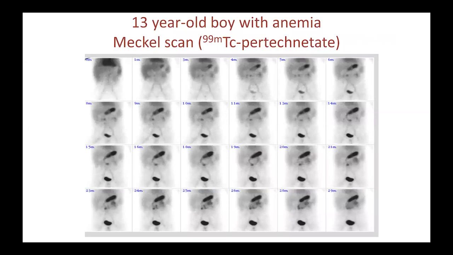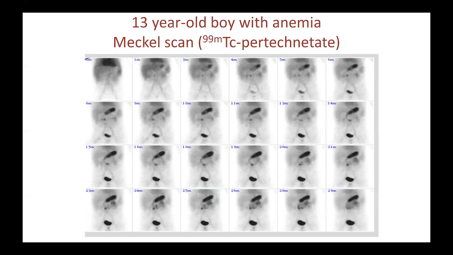Here's a 13-year-old boy with anemia and GI blood loss who was referred for a Meckel scan. Again, we can see over time that there is accumulation of tracer in the gastric mucosa. And also in the lower abdomen, there are multiple foci of tracer accumulation. And unlike the first study, in fact, over time, these foci move.